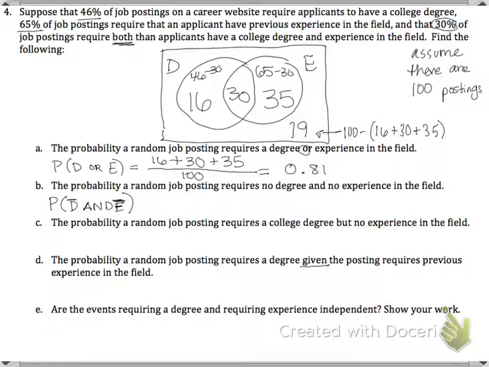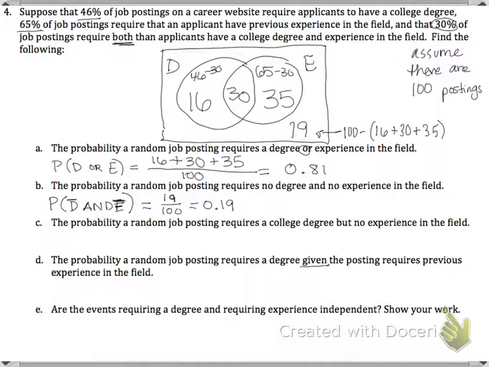So this means that we can't be inside the degree circle and we can't be inside the experience circle. So the only number outside is the 19 out of 100 people who don't have either a degree or experience. So this is going to be 0.19.